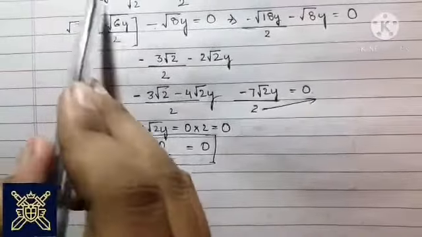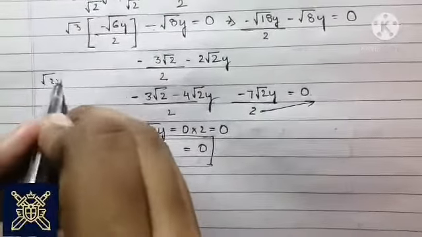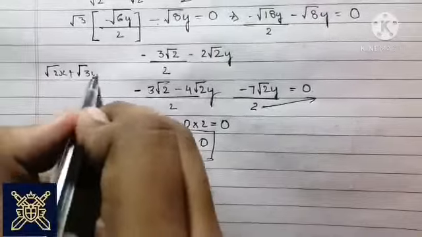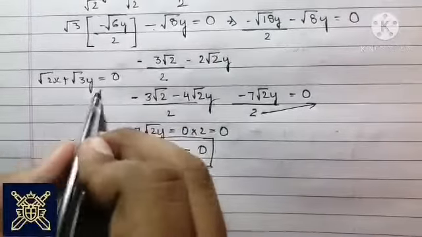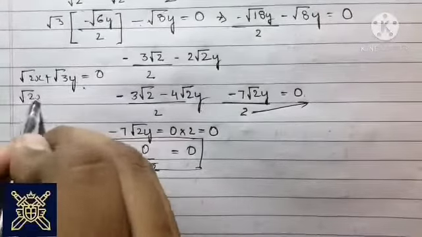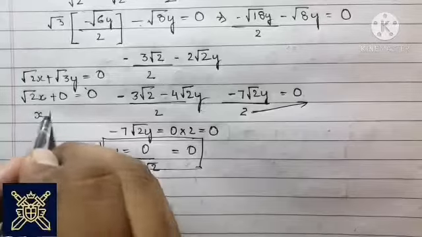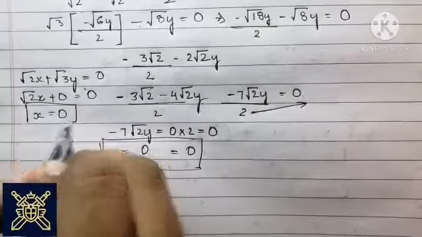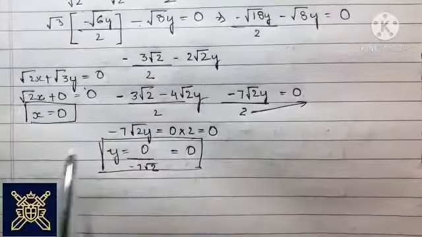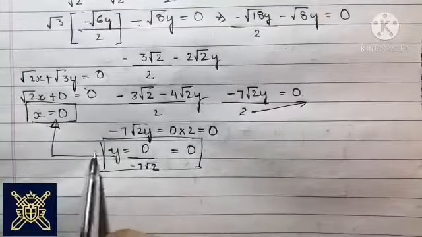Putting y is equal to 0 in some of the equation, let's say here only. So root 2x plus root 3y is equal to 0. Y is equal to 0, so 0 into root 3 will give you 0. This implies that root 2x plus 0 is equal to 0. This also gives you that x is equal to 0. So x is equal to 0 and y is equal to 0 is the answer for this part.